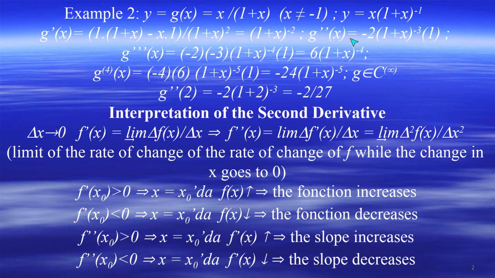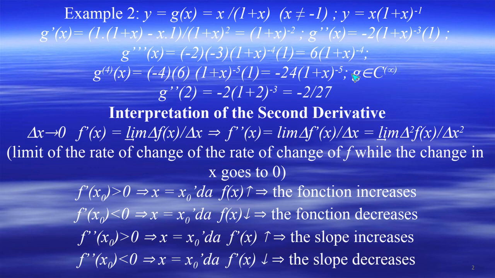The third derivative, we just put minus 3 in front, minus 2 times minus 3. The parentheses to the power minus 4 and multiplied with the derivative of what is inside the parentheses, which is 1. So all in all, we obtain plus 6 times 1 plus x to the power minus 4. Then the fourth derivative, we put the minus 4 in front and we reduce the power by 1. So minus 4 times 6 is minus 24, 1 plus x to the power minus 5, minus 4 minus 1, minus 5. Times 1. We don't forget this times 1, which comes from the chain rule. Never forget this. All right. So what we obtain is minus 24 times 1 plus x to the power minus 5. So it goes on like this.